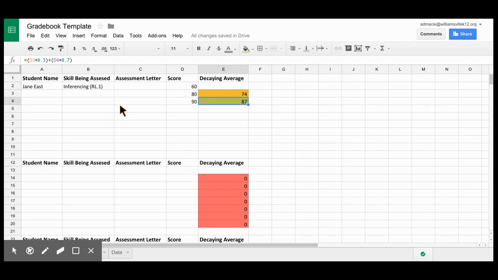So remember, on WITS, what you'll see is one average for inferencing, or whatever skill we have, and an average for each of the other skills we're practicing, plus one average for class participation and one for work completion, which I've already talked about.